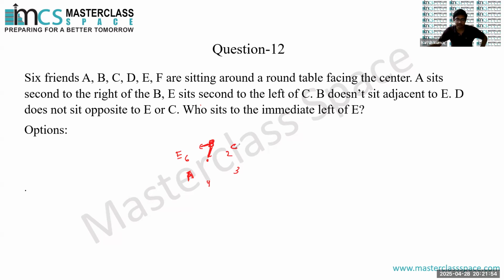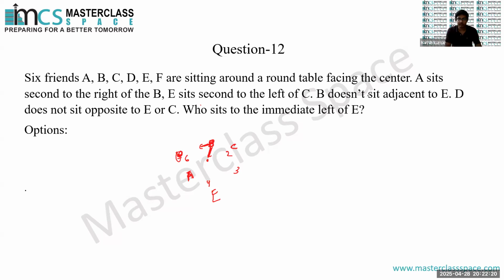So if C sits here, then E is sitting here. E sits second, oh sorry, guys, this is left of C. E sits second to the left of C. Then E will sit here, because he's facing the center. This is right and this is left. This is E here. Understood so far? Any doubts? No, sir.